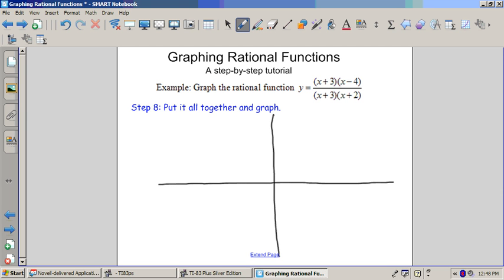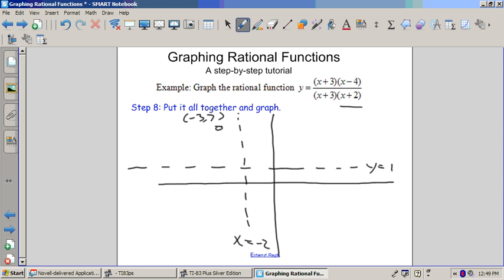Going back through your notes, you can see the first thing I did was look for my points of discontinuity. I had a vertical asymptote at x equals negative 2. I had a hole at negative 3, 7. So I've got this hole up here at negative 3, 7. Then I found I had a horizontal asymptote at y equals 1. Notice I'm labeling everything even though I haven't really drawn my scale.